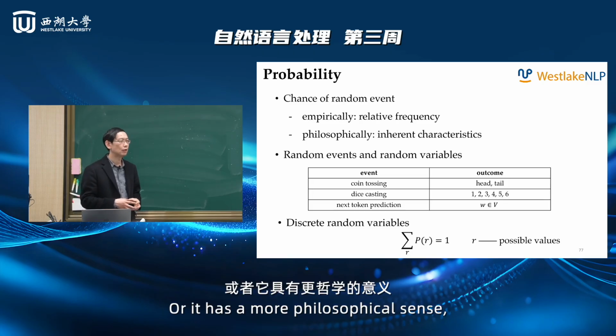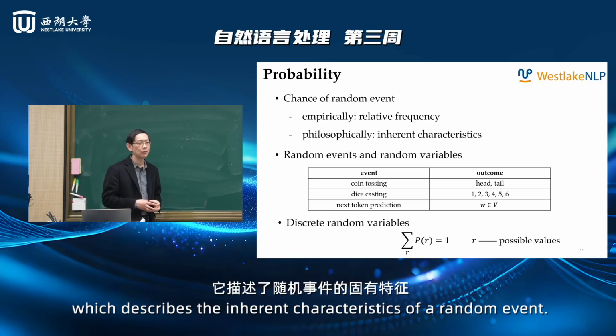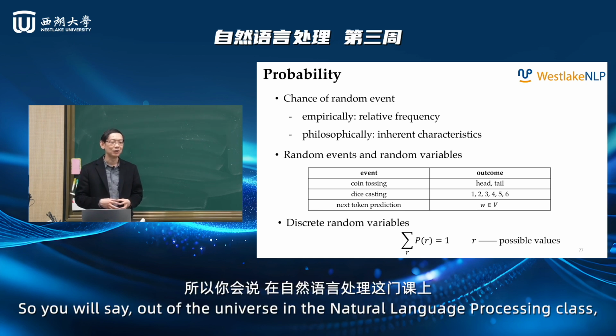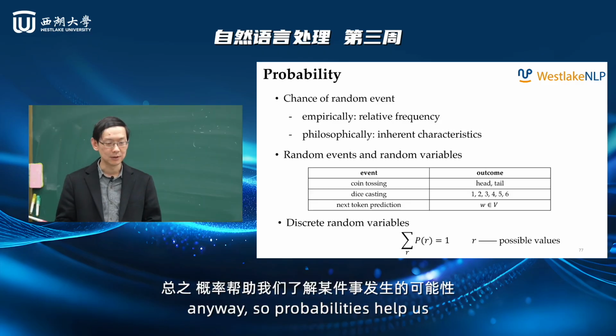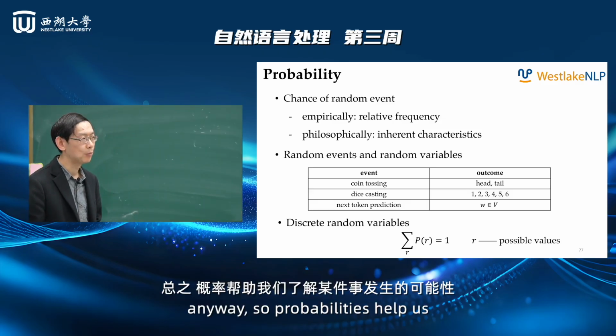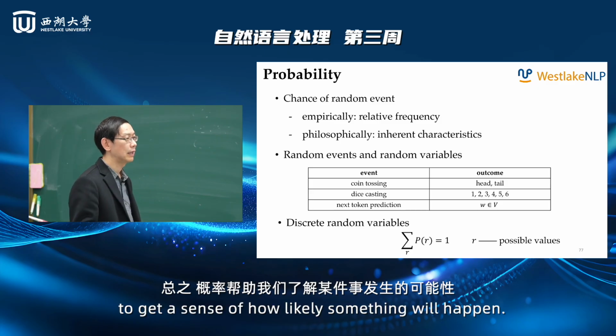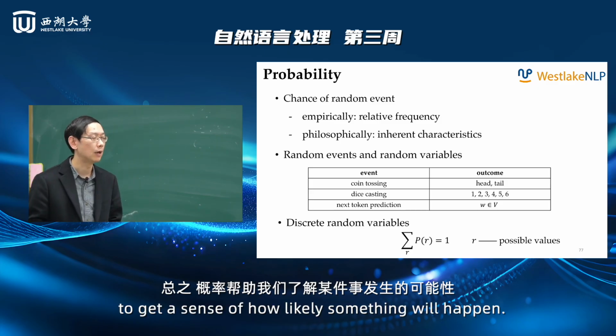Or it has a more philosophical sense, which describes the inherent characteristics of a random event. So you will say, out of the universe in the natural language processing class Yue Zhang teaches, there's a 0.9 chance of not having a final exam. Anyway, probabilities help us get a sense of how likely something will happen.